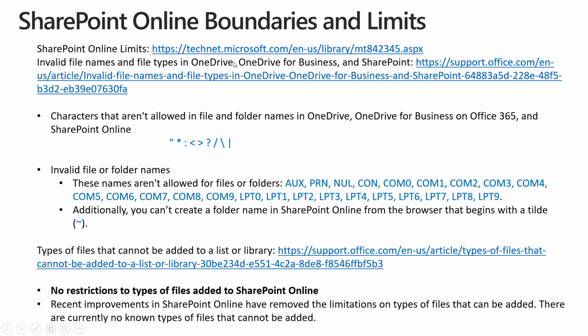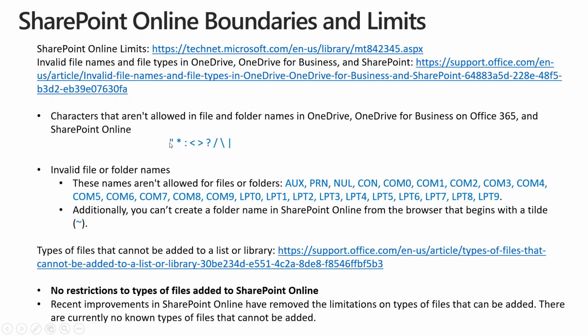But going back to what we're talking about, some of the other boundaries and limits, there are some links here, and I'll share the deck, and you will be able to get this after the fact. But there are some links out here to some internet sites. One of the boundaries and limits is that some characters are not allowed in file names in SharePoint Online and things of that nature, because again, we're accessing it over the internet.